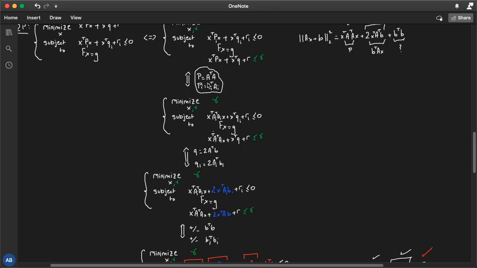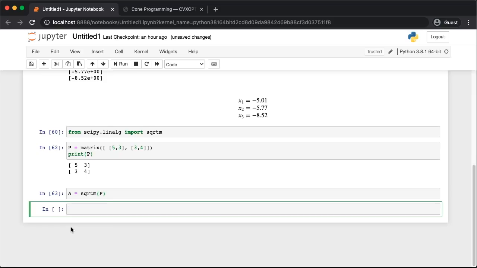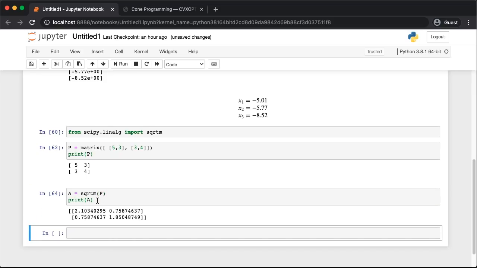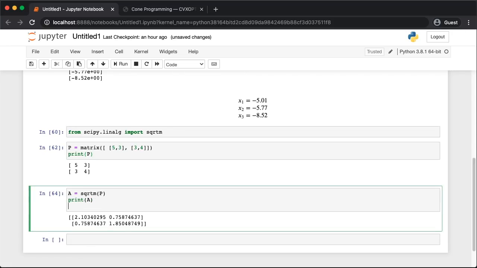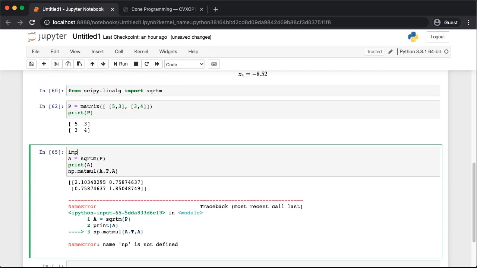Well, how do you go from P to A? It's easy. All you have to do is call A is sqrtm of P. How does your A look like? Let's print it. There you go. And to ensure that A transpose A is actually P, all you have to do is np.matmul, matrix multiplication of A transpose with A. NP is not defined, sorry about that. Let's import it right here.